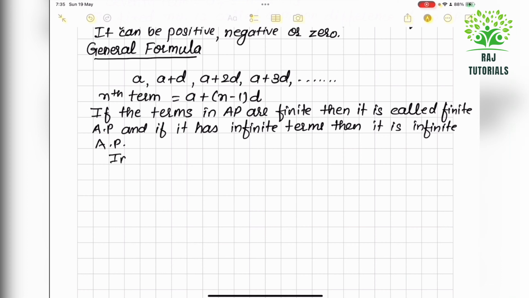Then infinite AP won't have last term. Last term means nth term. So you can't say that this will be the last term of the AP. First term we will know, but last term we won't be able to say that this is the last term of the AP. Now let us understand by some examples.